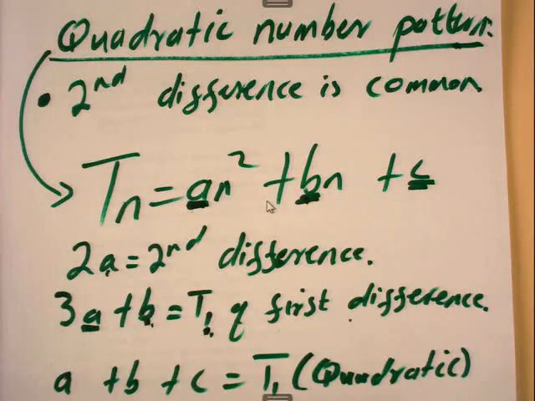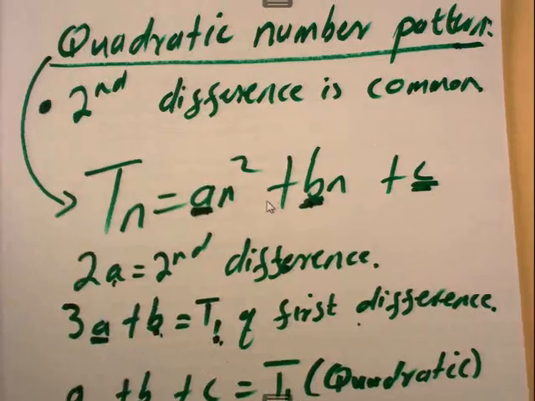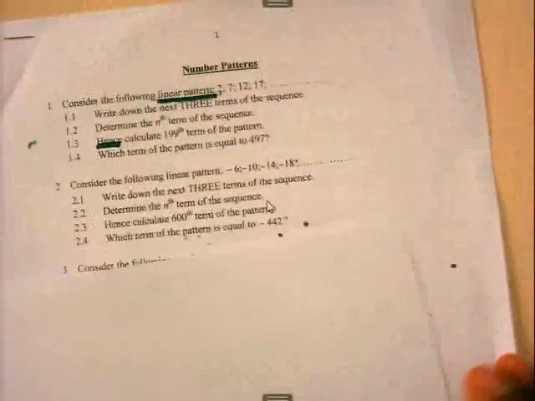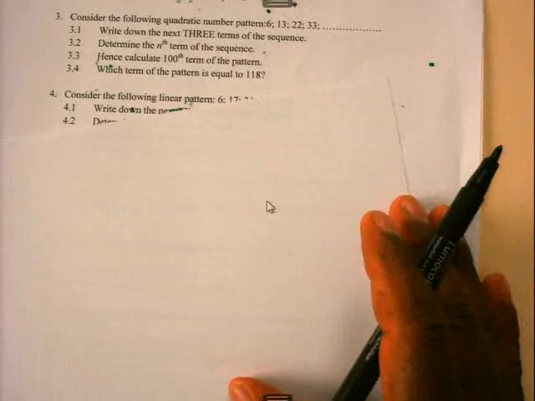What is key with regard to a quadratic number pattern is that the second difference is common. A quadratic number pattern is a pattern in which the second difference is common. Check this one. Let's do this one together. Check number 3.